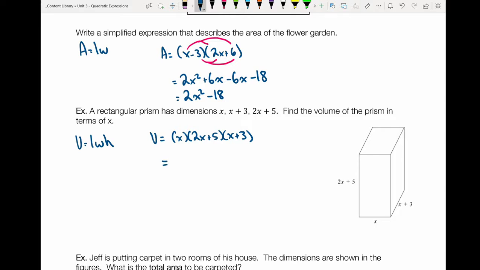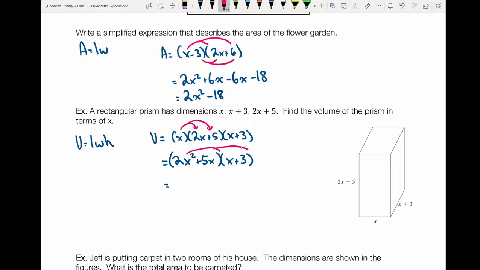I can't use my FOIL method yet, or I can actually if I want to just focus on these two binomials over here, but I like working from left to right, so I'm going to deal with my single term here, the x, and then multiply it, or expand it, into the first binomial. So in this case, I'll get 2x squared plus 5x. And now I can use my FOIL method to expand these two binomials. If you did it the other way, where you expanded the binomials first and then multiplied that x through to everything, that's fine as well. You should still get the same answer in the end.